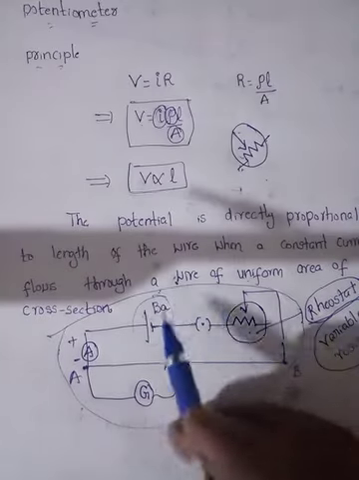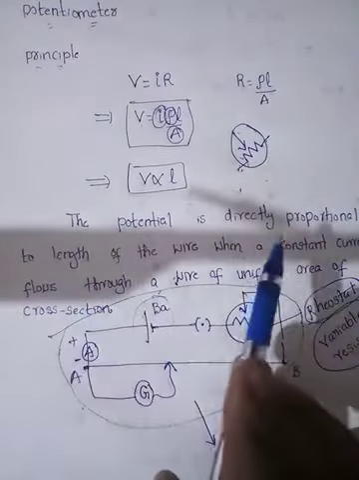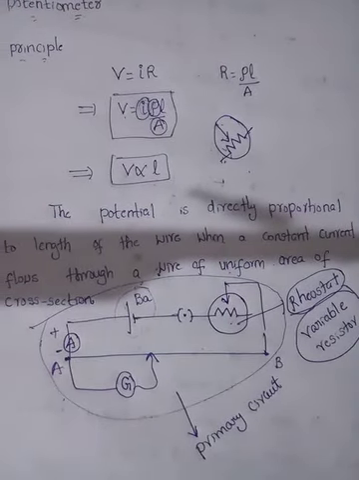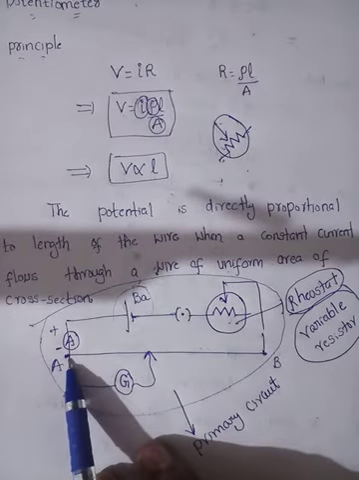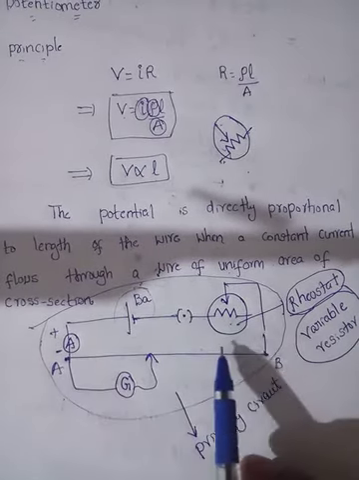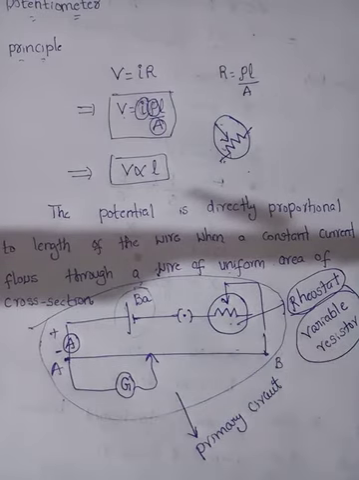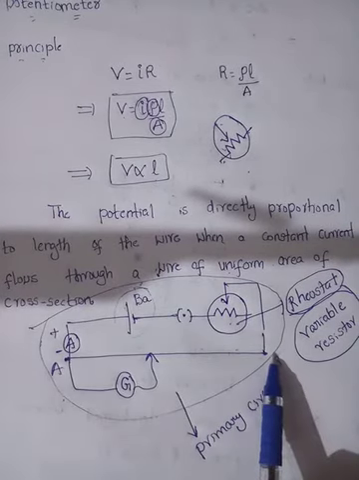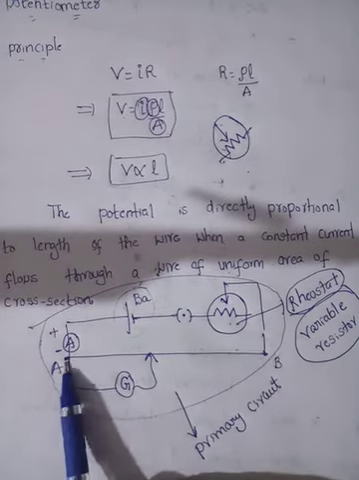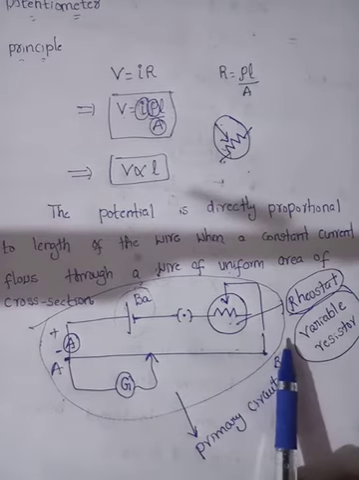See here, we said that the potential is directly proportional to the length of the wire when a constant current flows through a wire of uniform area of cross section. So we have considered a wire. Let us say it is made up of constantan or manganin, because the temperature dependence of this wire is very less. So that's why we have chosen the constantan manganin wire of 3 to 4 meters length, that is stretched between two terminals A and B.